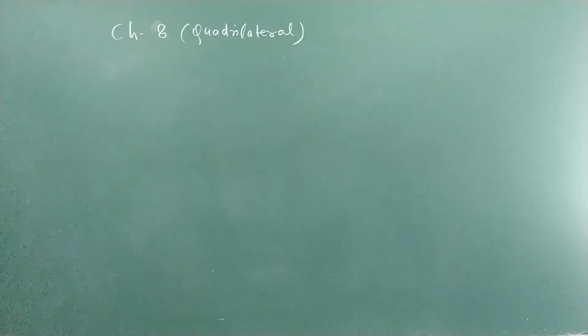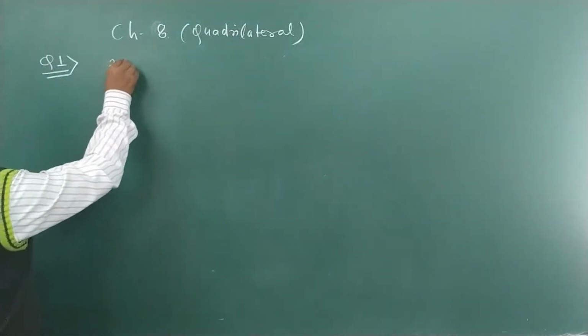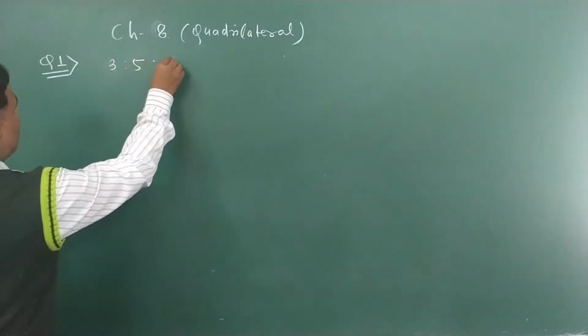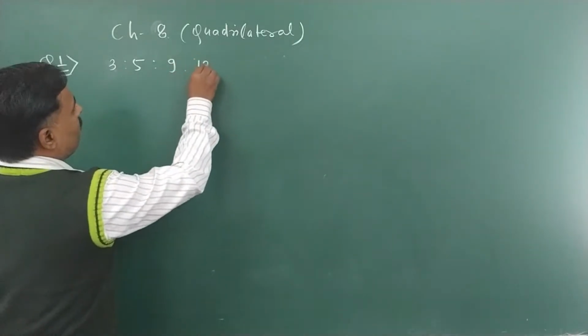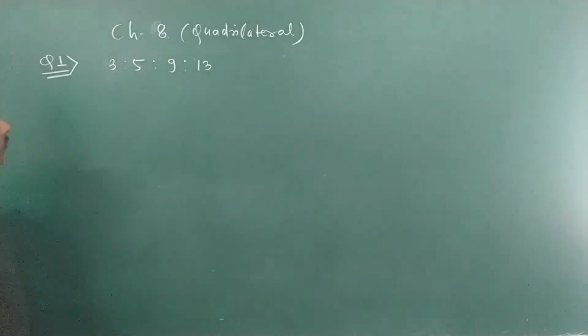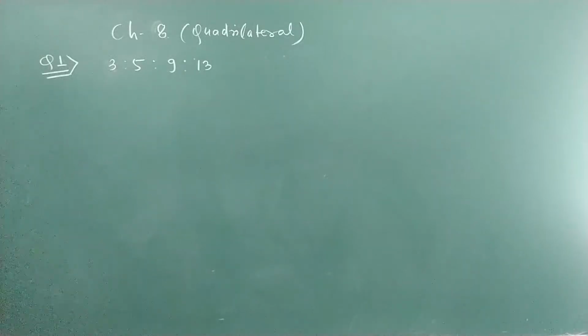Chapter 8 Quadrilateral. Question number 1. The angles of a quadrilateral are in the ratio 3, 5, 9, 13. The ratio of the angles is given: 3, 5, 9 and 13. It's a very simple question. I think we already did it in class 8, chapter understanding quadrilaterals.